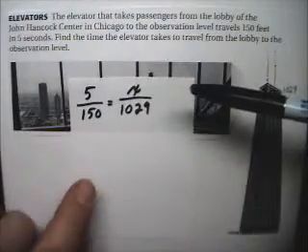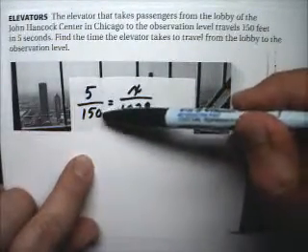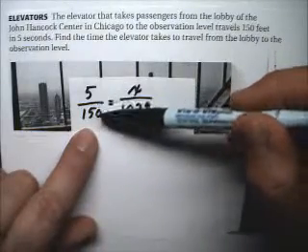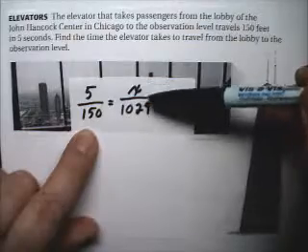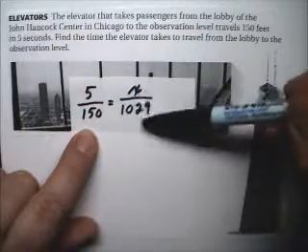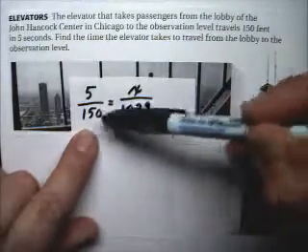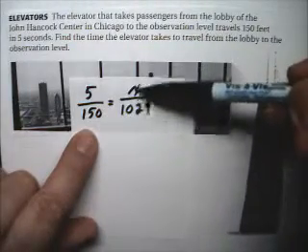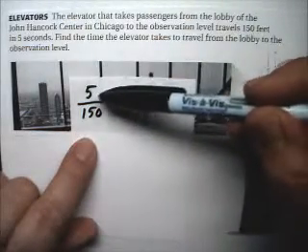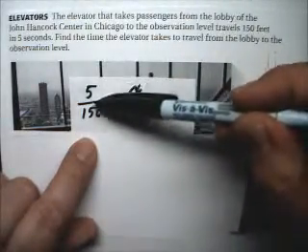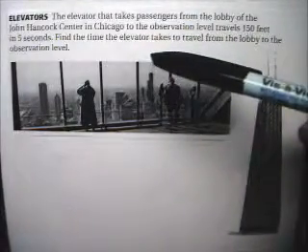This one is almost the same thing. This time I put the seconds on the top and the 150, because the 5 seconds goes with the 150. And here I put the number of seconds with the 1029. And this makes sense. On the top I have seconds, on the bottom I have feet. This one goes with this one for the tower, the whole tower all the way to the observation level, and this goes with just the 150 feet.